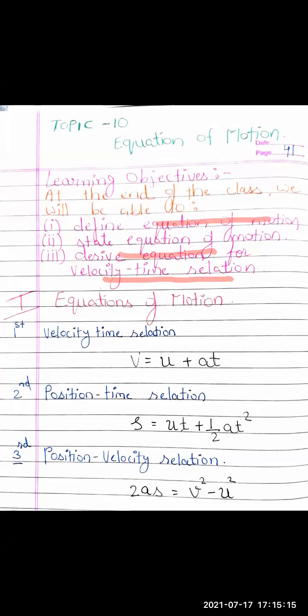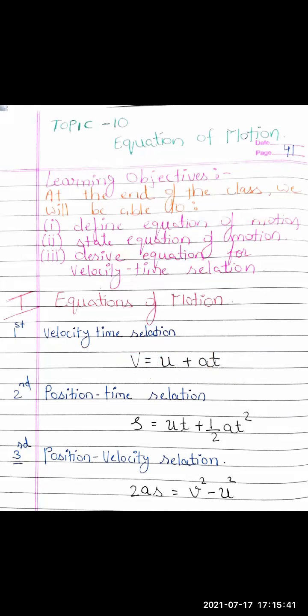Let's see the first equation of motion. The first equation of motion is V equals U plus AT. This equation has a name, that is velocity time relation. As you can see, capital V is final velocity, U is initial velocity, and T is the time, right? So this is your velocity time relation, velocity time equation.